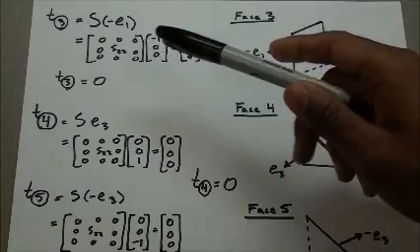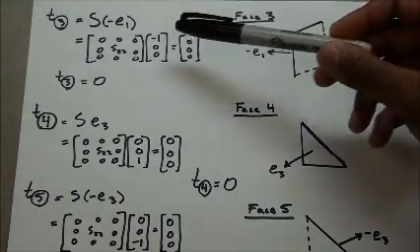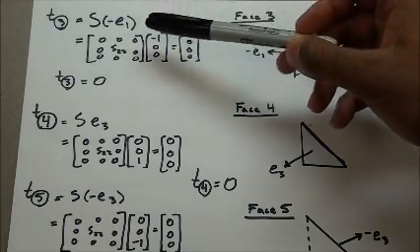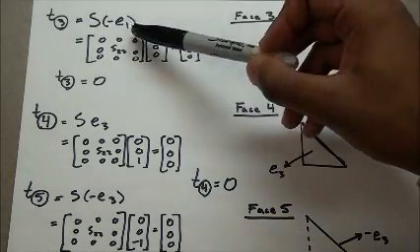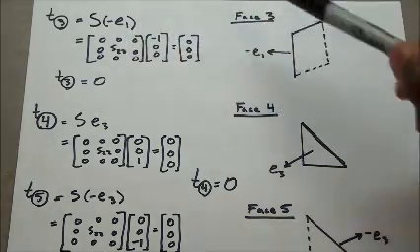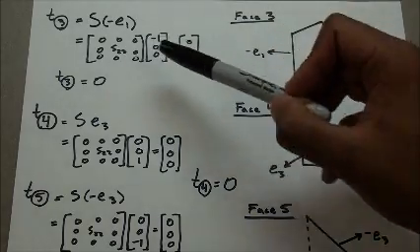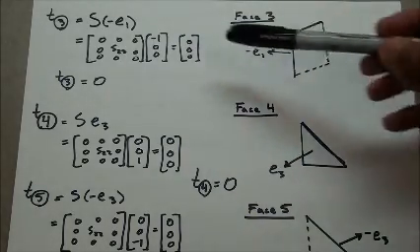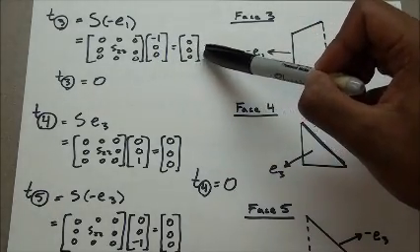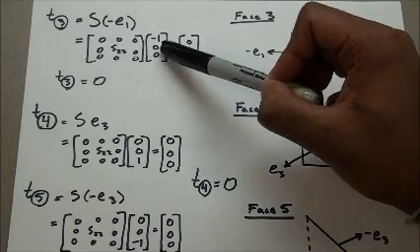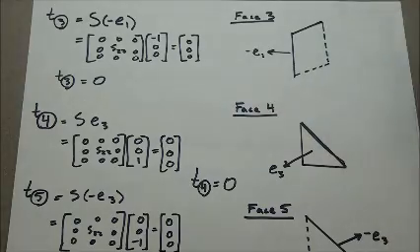For faces 3, 4, and 5, we found the tractions to be 0. This was because the stress tensor times the normal vectors to each face had no component in the E2 direction, so all the vectors turned out to be 0.